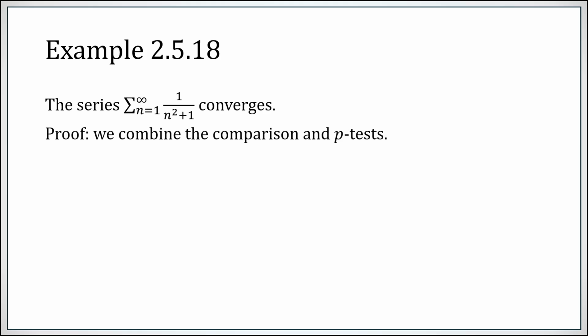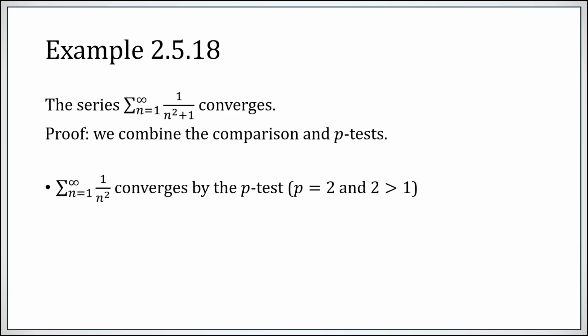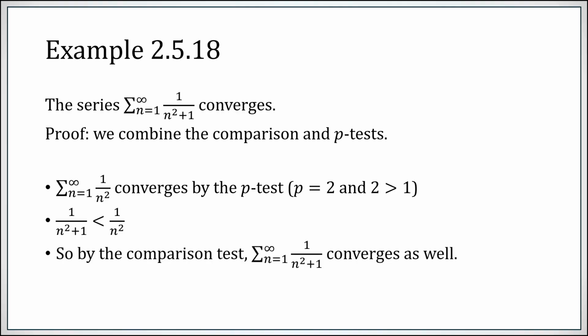Let's take a look at another example, 2.5.18. The series 1 over n squared plus 1 converges. So we're just going to combine comparison and p-tests. This is pretty quick. 1 over n squared converges by the p-test because it's 1 over n to the 2. P is 2. That's bigger than 1. Also, because n squared plus 1 is bigger than n squared, 1 over n squared plus 1 is less than 1 over n squared, which converges. Everything is non-negative, so by the comparison test, our series converges as well.